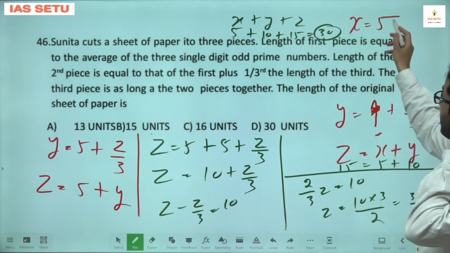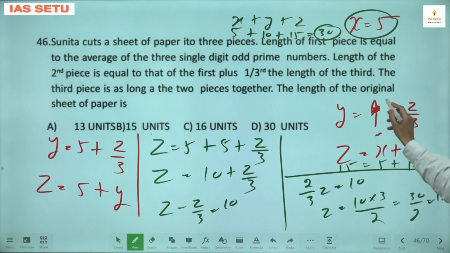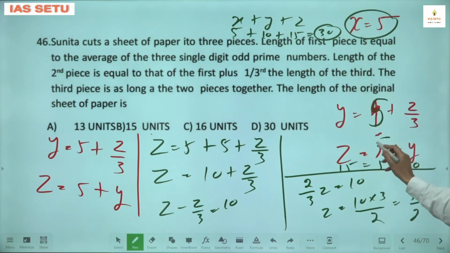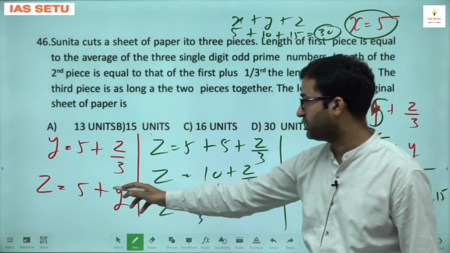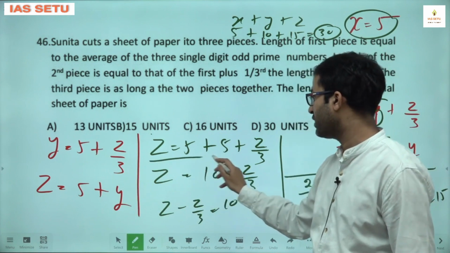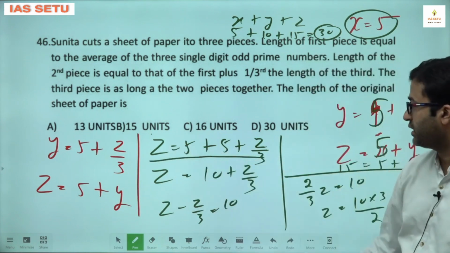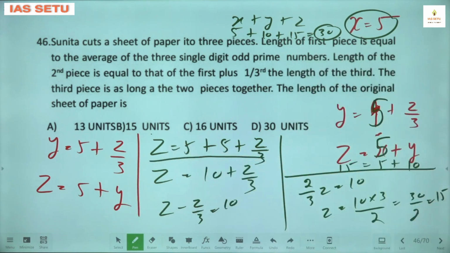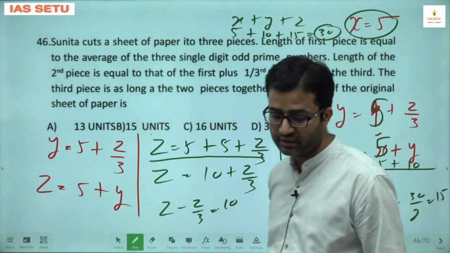I repeat, x is 5. So y will be x plus z by 3 according to the question, and z will be x plus y, 5 plus y. So take this equation, z is equal to 5 plus y, and put the value of y, 5 plus z by 3. Solve for z. z will come 15, so y will come 10. x 5, y 10, z 15.